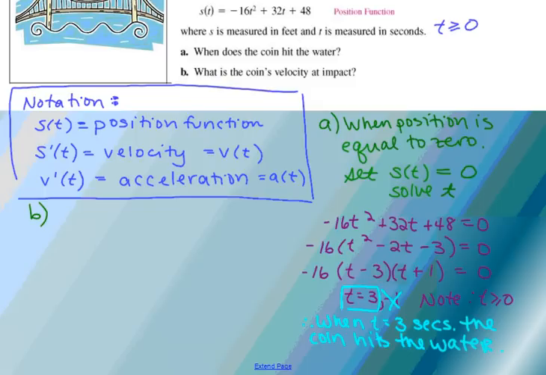Part B wants to know what is the coin's velocity at impact? Okay, well, in order to figure that out, we're going to need to know what is the velocity function first. Once we get the velocity function, then we can find out what is the velocity at the time in question. And here the time in question is 3 seconds. So we need the velocity function, and then we need to find v when t is equal to 3.